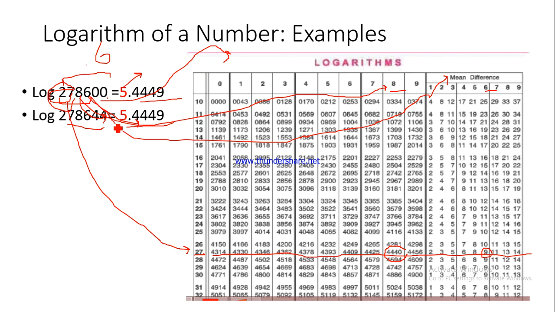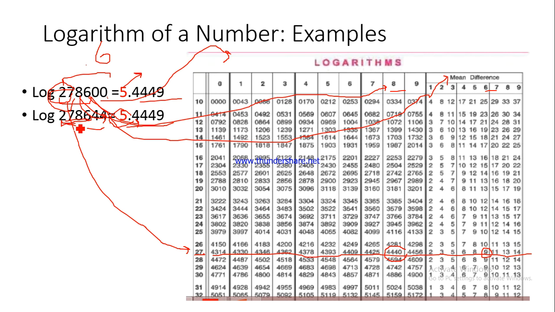And how many digits are there before the decimal? There are 6 digits. So we have mentioned the characteristic here. But to find the mantissa, again we have to look for these 4 digits only, 2786. So whether it is 278600 or 278644 or 278622 or 33, it is not going to make any difference. The 5th and the 6th digits are not going to make any difference, and similarly for the 7th and the 8th digit also. So you only have to worry about the first 4 digits, hence the answer is 5.449.